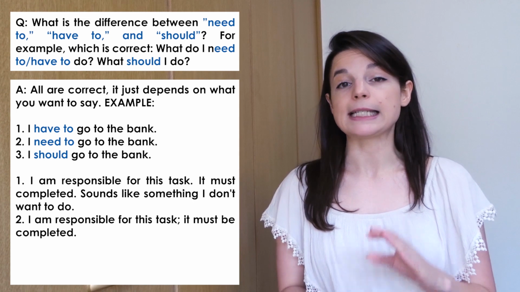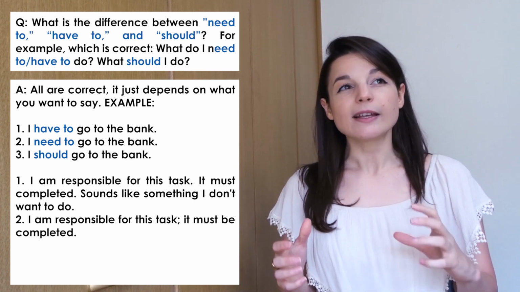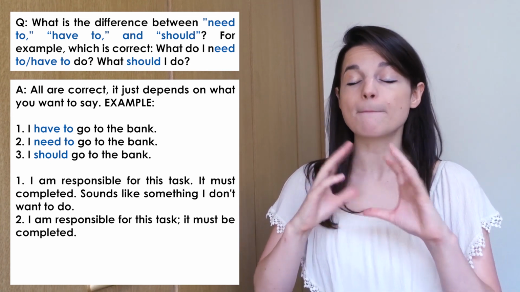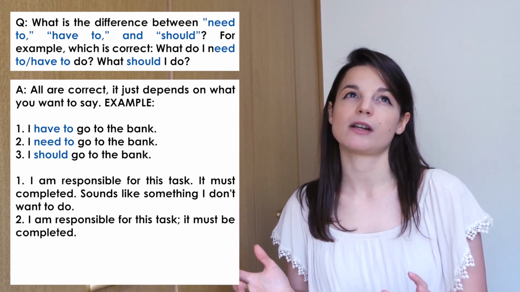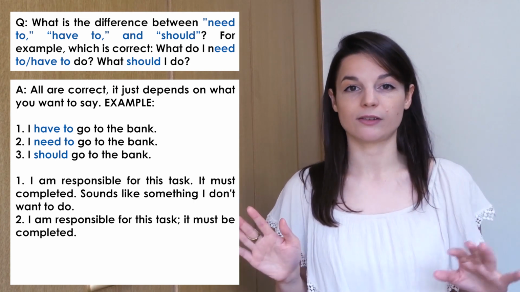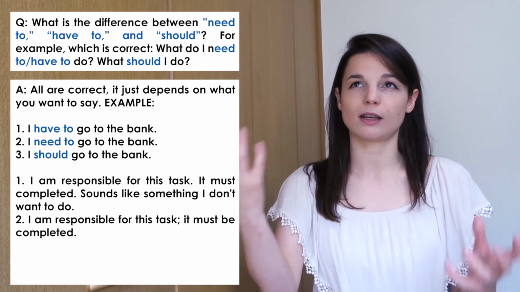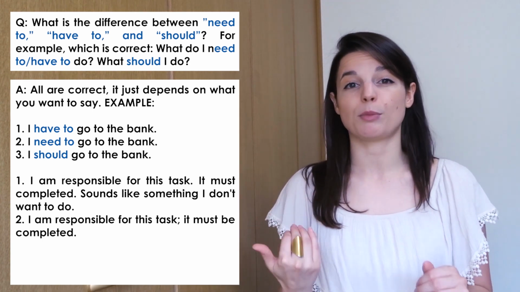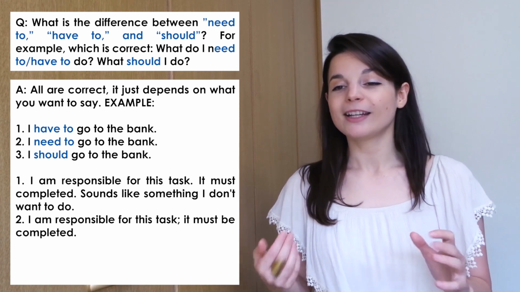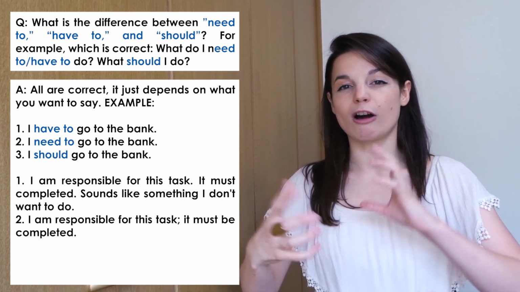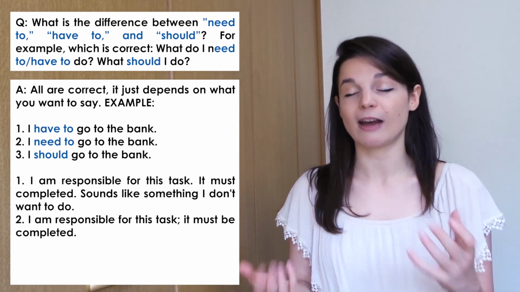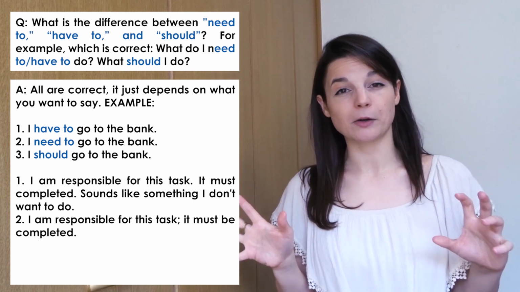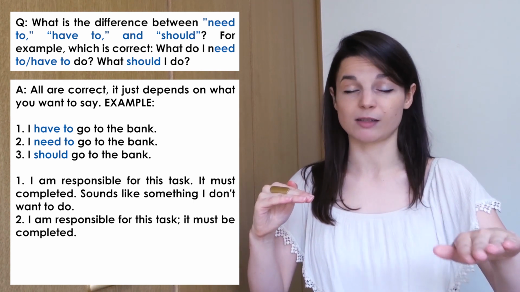The second example sentence, I need to go to the bank, sounds like, yes, you have a responsibility to do that task. That task is still your responsibility. But that feeling of, I don't want to do this, is not anywhere near as strong. If you say, I have to go to the bank, it's a stronger feeling of something you don't want to do. Maybe if you say, I need to go to the bank, you still don't want to do that, but you're not really communicating such a strong feeling of, I don't want to do this. That feeling is much more diminished. It's not as strong here. So I need to go to the bank is pretty neutral, just a responsibility phrase.